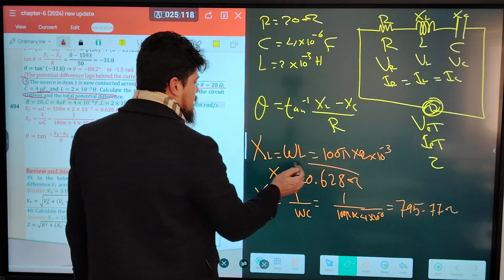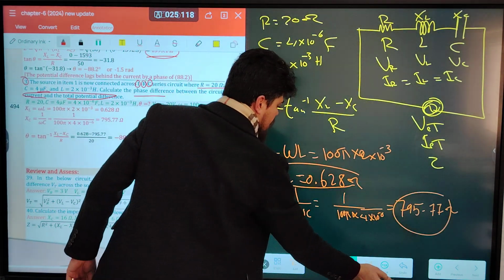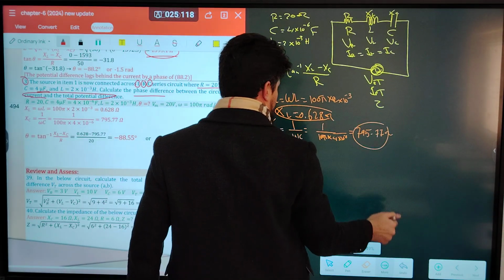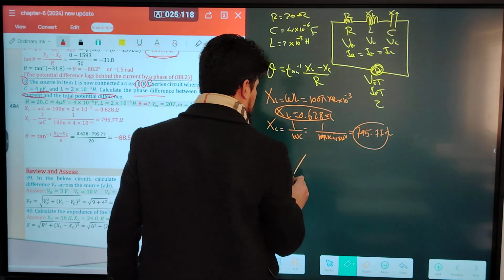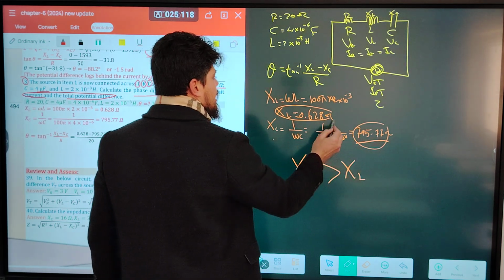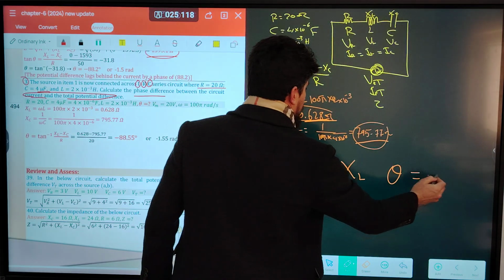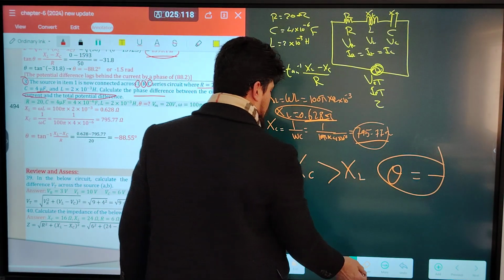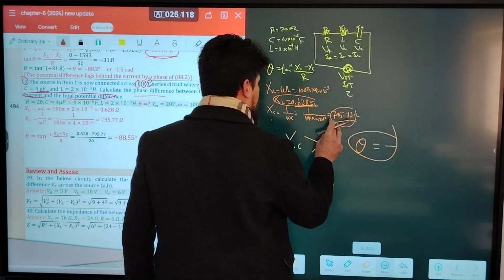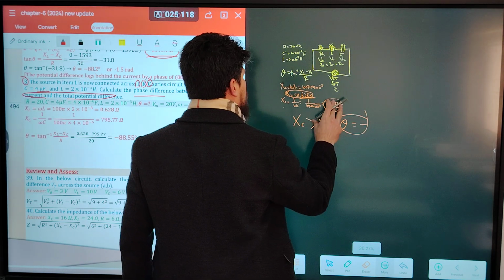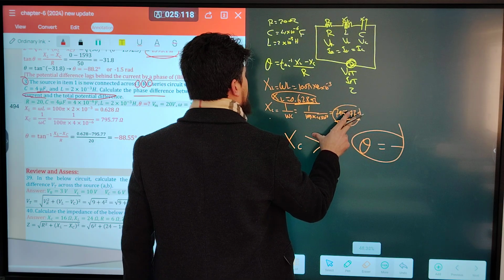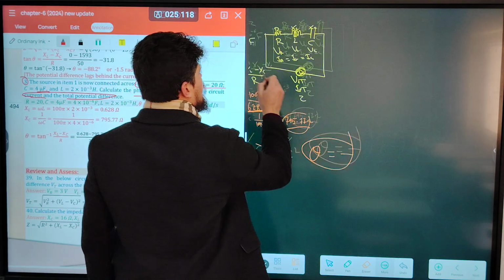Guys, which one is bigger, XL or XC? Absolutely, XC is bigger than XL. What does it mean? Sorry, XC bigger than XL. If XC is bigger than XL, theta is negative. Let's check, guys. How can I determine the phase difference between the total potential difference and the total current using this relation?